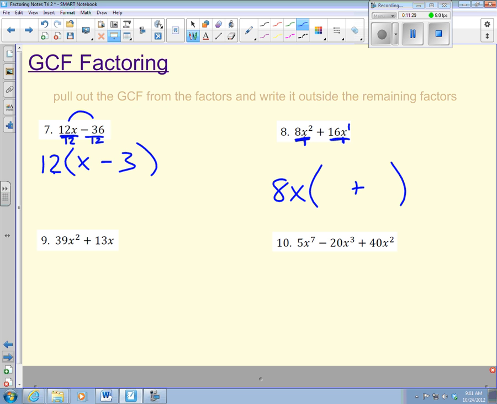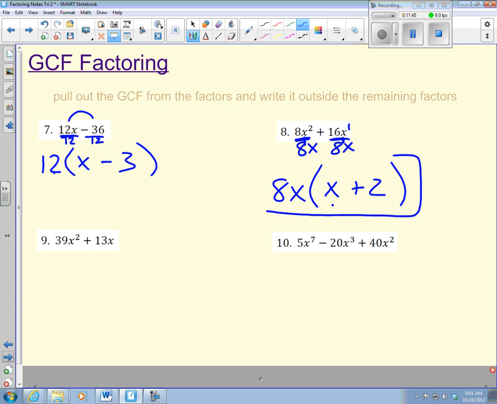Okay, 8x times what will give me 8x squared? Well, I need another x. And 8x times what will give me 16x here? I need a 2. Also, you could divide them by 8x if you wanted to, and that would give you the x and the 2.